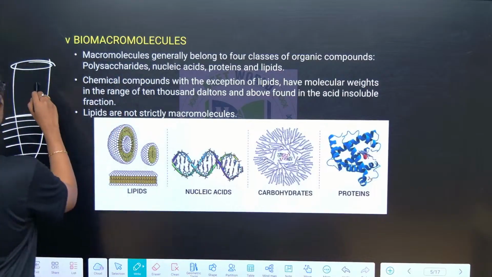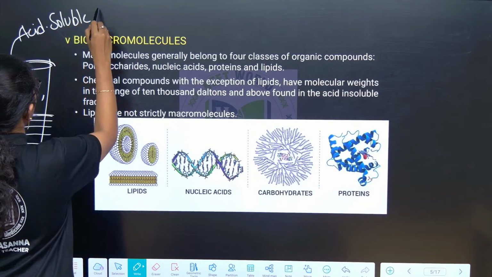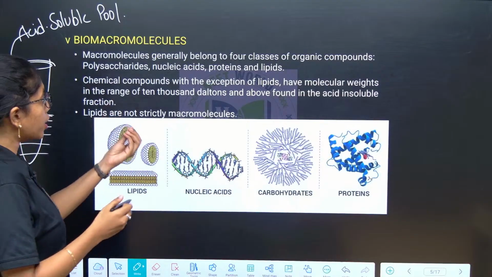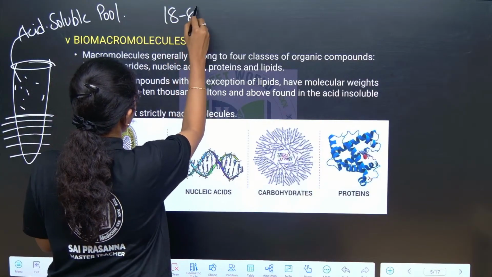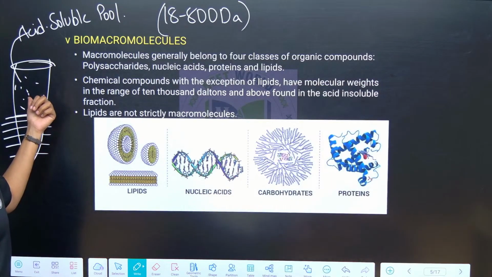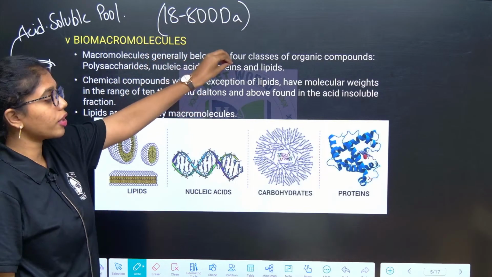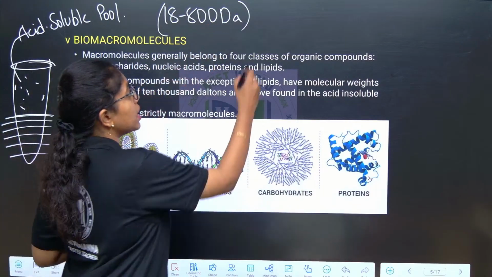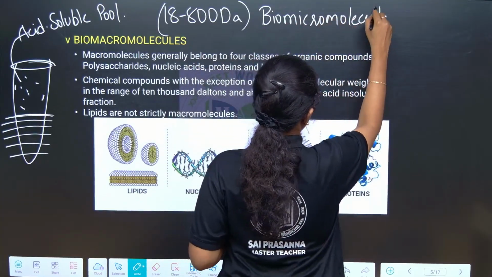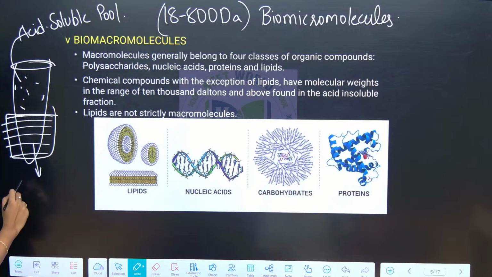The acid soluble pool is the filtrate. In this, all the inorganic molecules and those molecules which are of just 18 to 800 Daltons are present in the acid soluble pool. In this acid soluble pool, you will find those molecules which are inorganic, which have a molecular weight of just 18 to 800 Daltons, and these are biomicromolecules. And then you have biomacromolecules, which fall in the acid insoluble pool.